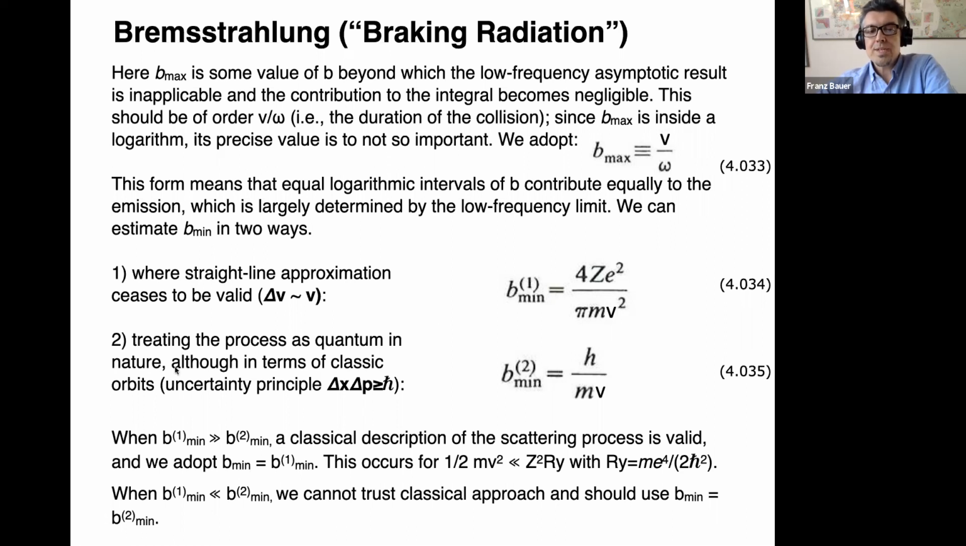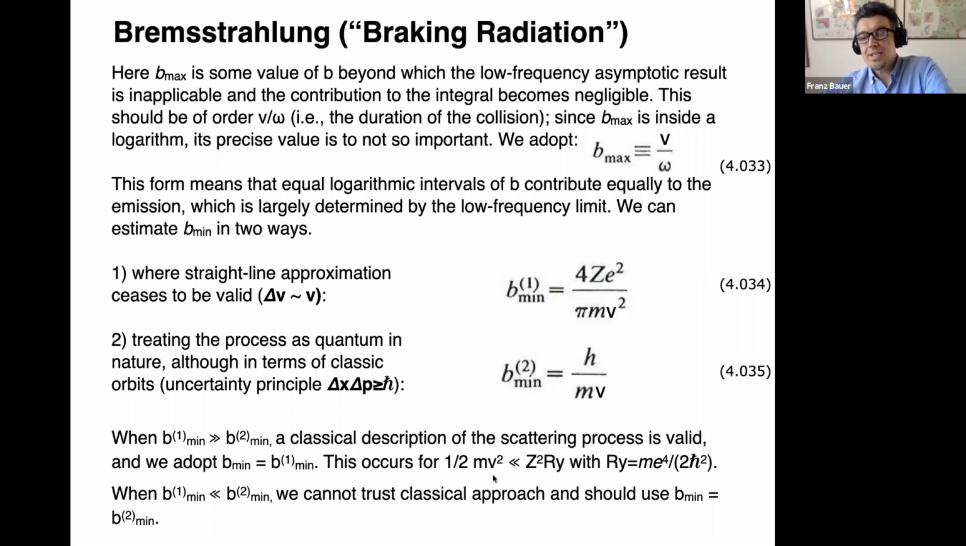The other way would be to treat this as a quantum mechanical system and look at the uncertainty principle, in which case you would have a b min, which would be like this. And again, we have this issue of, do we choose the classical approach or the quantum mechanical approach? And it depends on the situation. And so this one will be greater than this one. If this is true, then the classical description works and the scattering process is valid. And so we could adopt this.